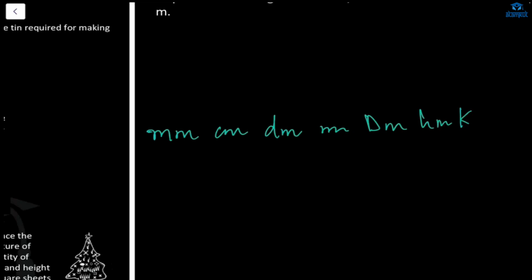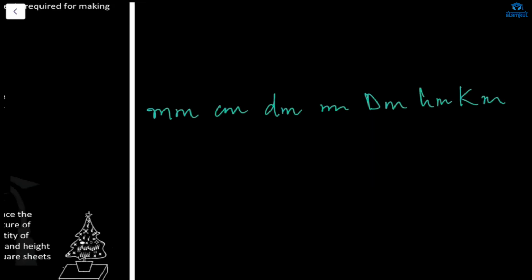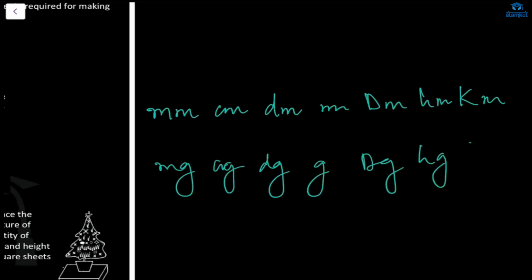Hectometer, kilometer. Okay, and this is the same table for if you are going for kgs. So milligram, centigram, decigram, gram, decagram, hectogram, and kilogram. Okay, whatever unit it is, these seven things are there.